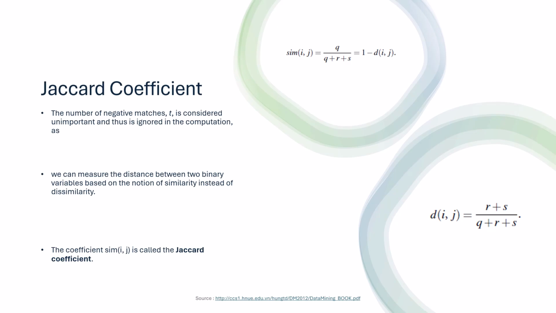In the Jaccard coefficient, the number of negative matches, T, is considered unimportant and is ignored in the computation: similarity(i, j) equals q divided by (q plus r plus s), which equals 1 minus d(i, j). We can measure the distance between two binary variables based on the notion of similarity instead of dissimilarity. The coefficient of similarity of i and j is called the Jaccard coefficient.